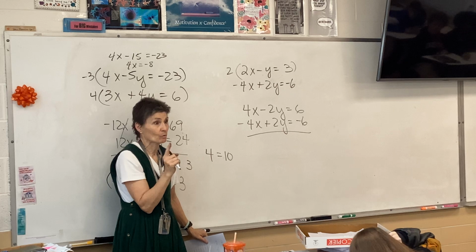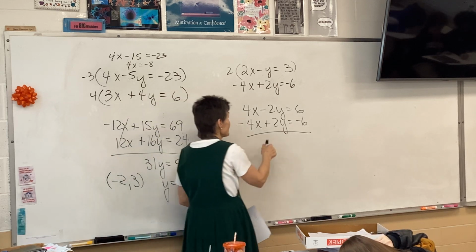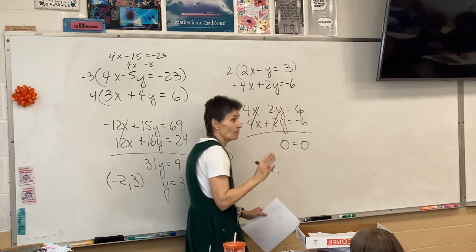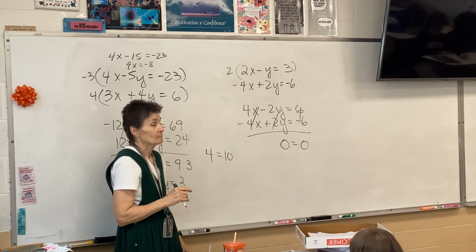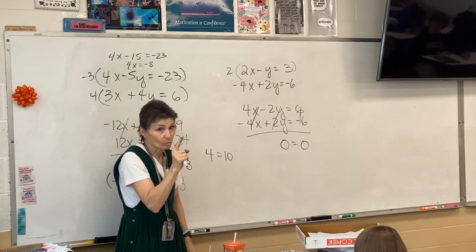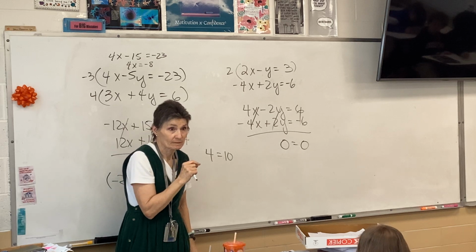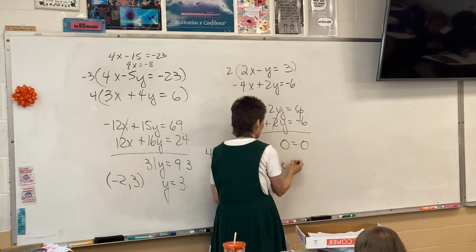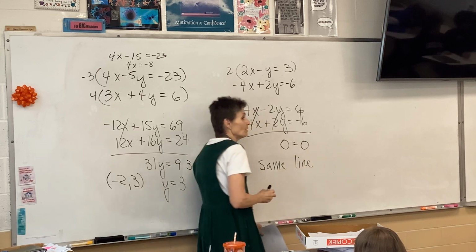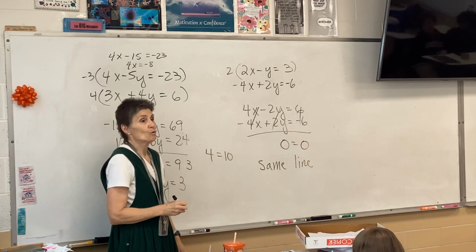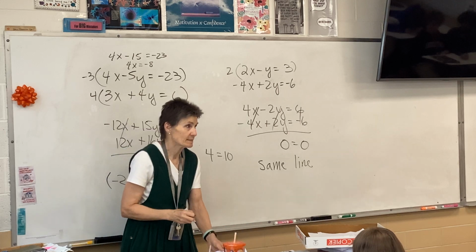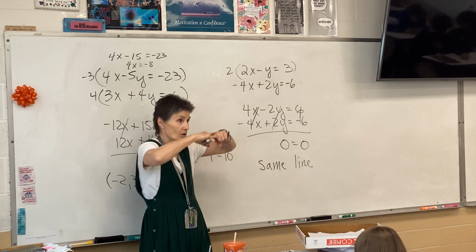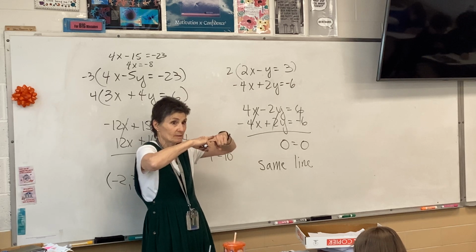That would mean they don't cross. This one literally says 0 equals 0, doesn't it? Yeah, which is always true. So these two equations are the same line. Remember, you are looking for the points where they intersect. These two lines are laying right on top of each other.